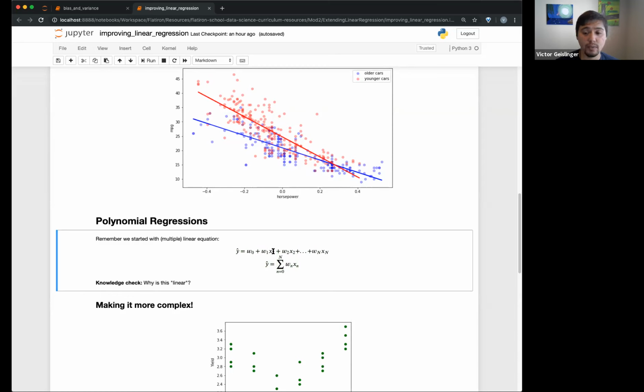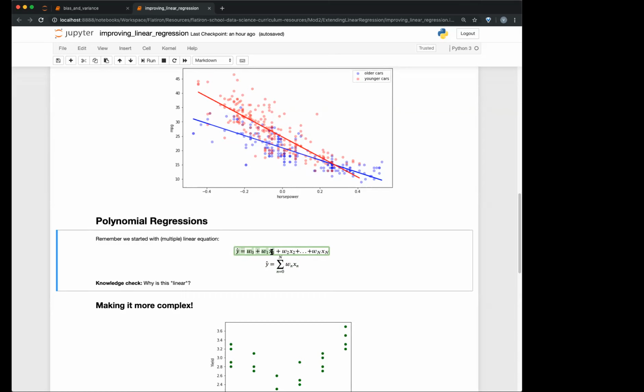What does it look like? What kind of equation is this one right here? This y equals W0 plus W1 times X1. Yeah, it's like y equals mx plus b. It's a line. It's the equation for a line. The only thing that can change is X1.